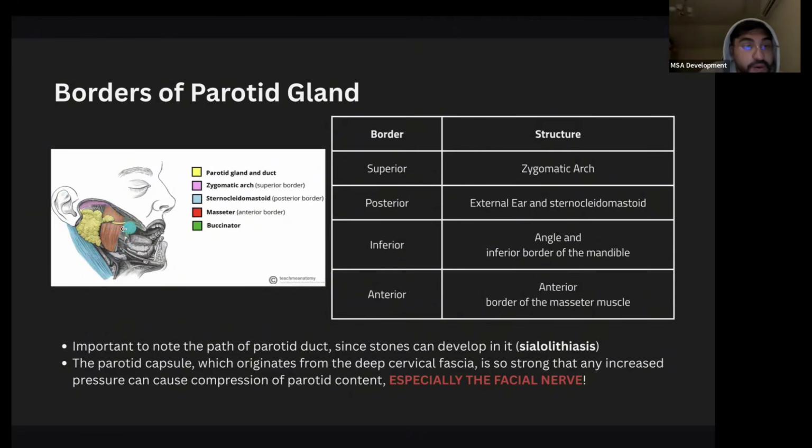Now, if you can notice right here, there's something like a duct. This is what we call the parotid duct. And if stones get to develop in it, it's called sialolithiasis. And you can actually feel it on the face. Like if there are stones in it, you could press and feel a stone-like structure. Okay. So very easy. Superiorly, zygomatic arch. Inferiorly, you're going to have the mandible. Then anteriorly, masseter. Posteriorly, sternocleidomastoid, and the external ear.